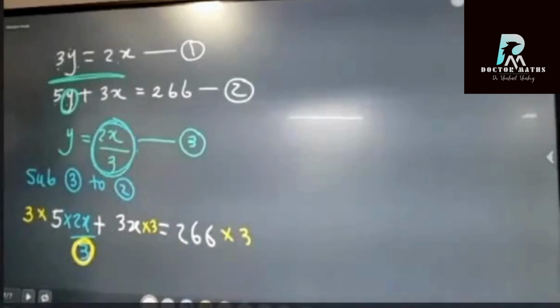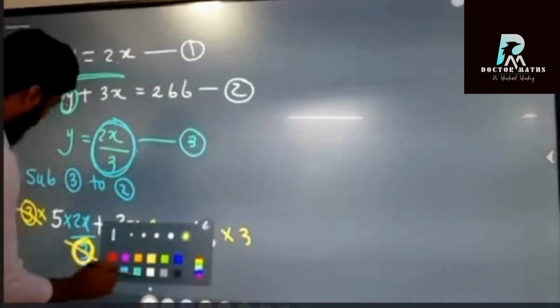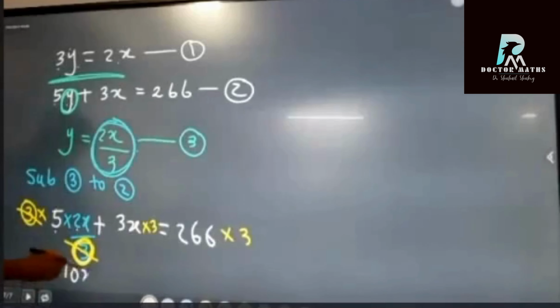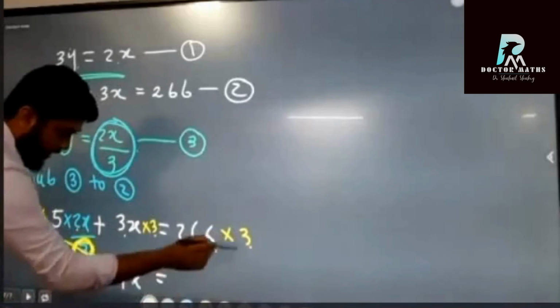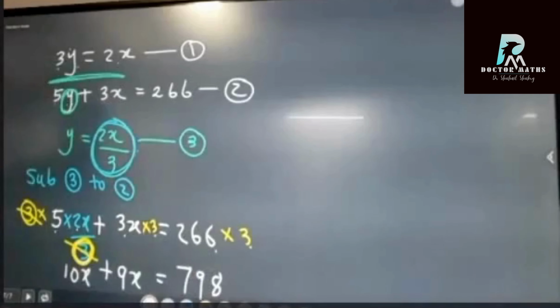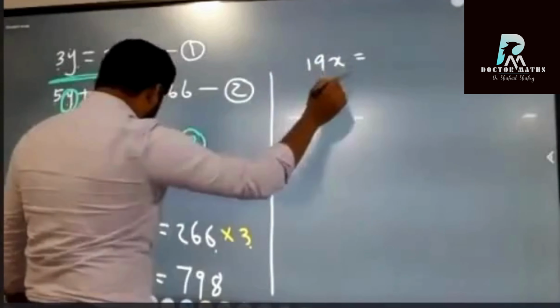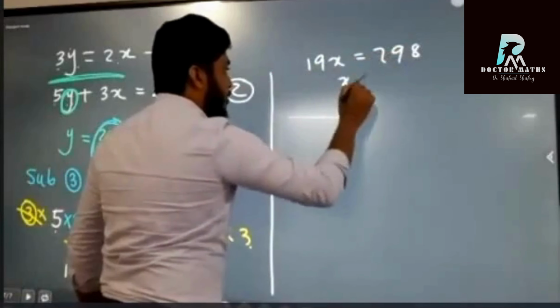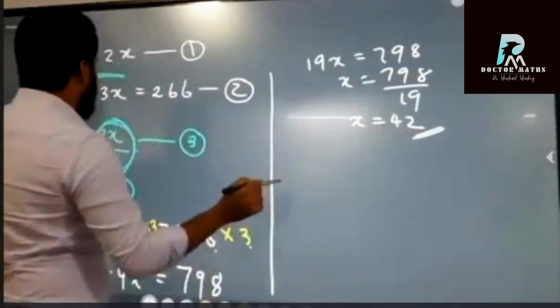Then when you do this, what will happen? Why do we multiply by 3? What was my purpose? To cut this denominator. That was my purpose. Because there is a denominator 3, I multiply every term by 3. Then, my dear, what am I going to do now? 5 into 2x become how much? 10x. 3x into 3 become? 9x equal to 3 into 266 become, again, 798. So 10x and 9x, how much? 19x is equal to 798. So x is equal to 798 divided by 19. x is equal to how much? 42.